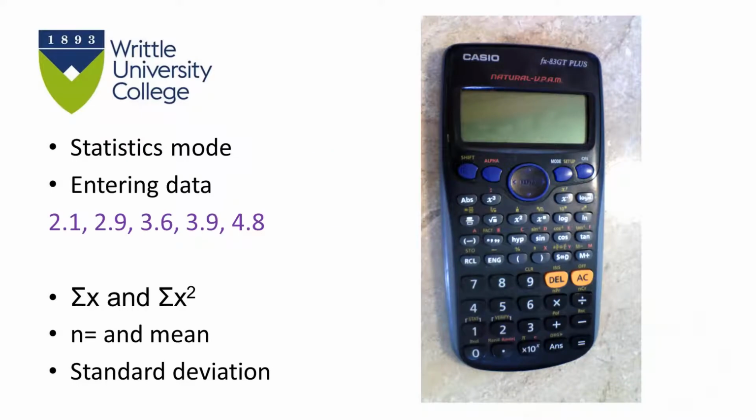For this demonstration, we're going to have a look at using the scientific calculator, the Casio FX83 GT Plus, to get some key statistics for our scientific calculations. We're going to have a look at how to enter the data, how to extract the sum of x and the sum of x squared, how to look at n equals and the arithmetic mean, and also how to get the standard deviation.